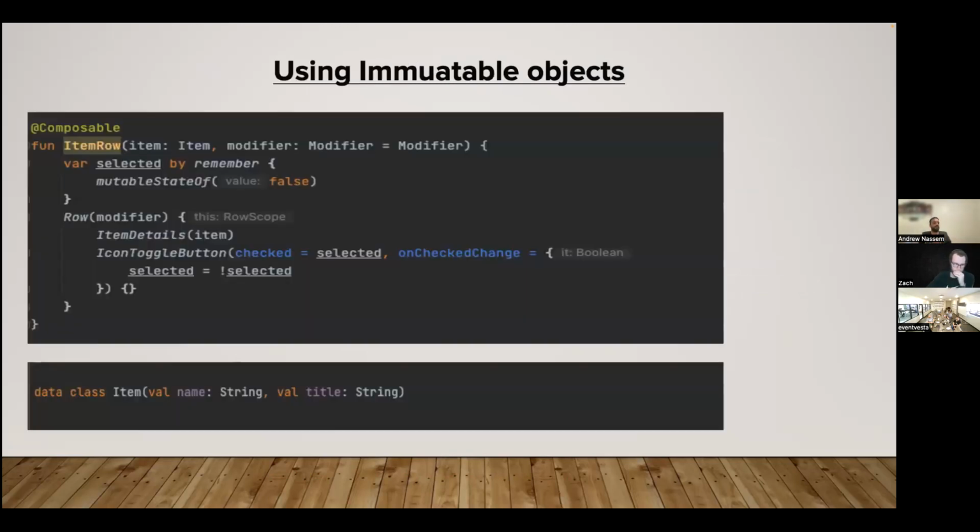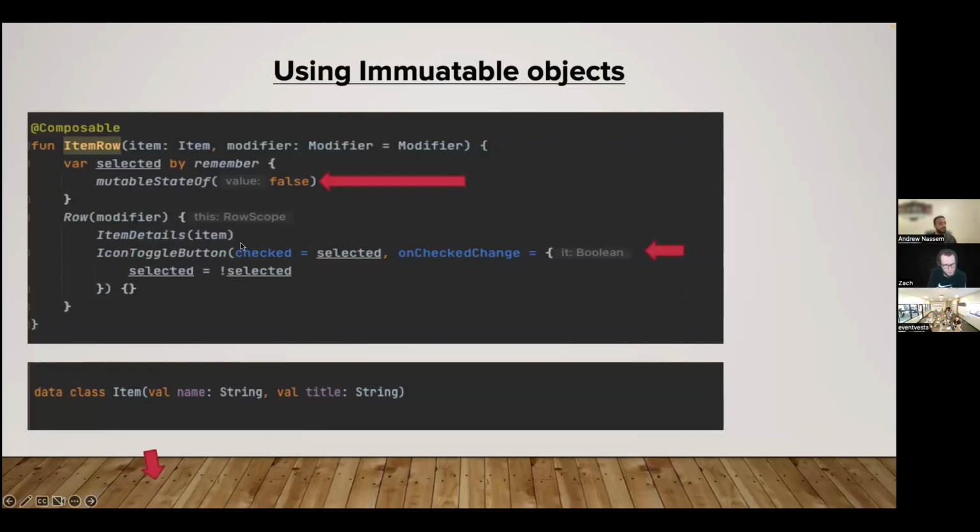So we talked a lot, but let's start with some examples. Let's say we have a data class called Item that has a name and title. Here we have a value for selected, which is a remember of a mutable set of Boolean. Where do we change this value? We change this value from the icon toggle button here. Whenever the user clicks on this one, we change the value and swap between on and off.